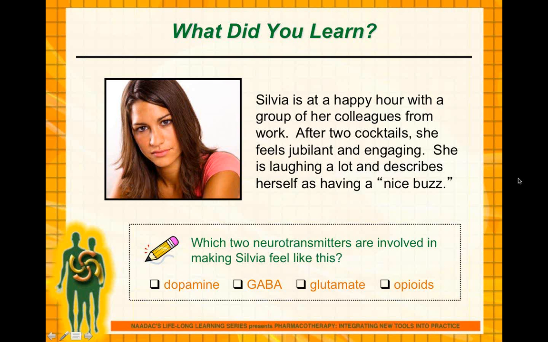All right, so I'm going to close it down here, and let's look at what you said. It looks like most of the individuals here got it right, which is that it's going to be dopamine and opioids. You remember those are the two, the smiling face and the jumping man. That's what makes that individual feel like they're having a great time and got a nice buzz, the dopamine and the opioid.